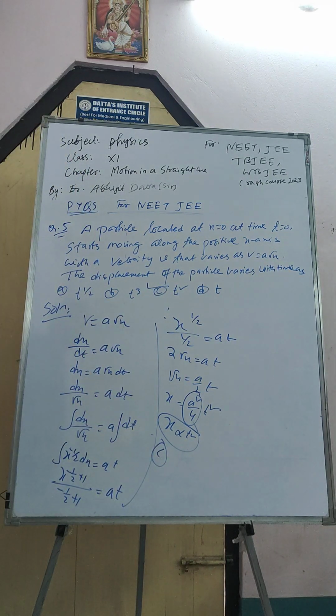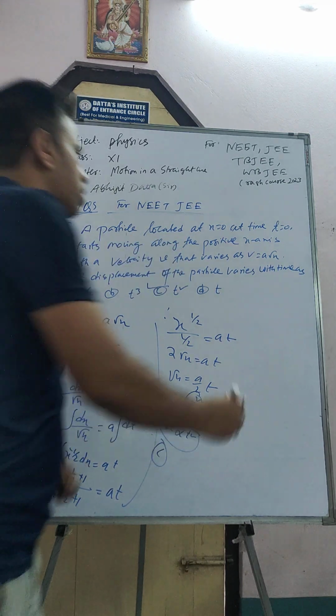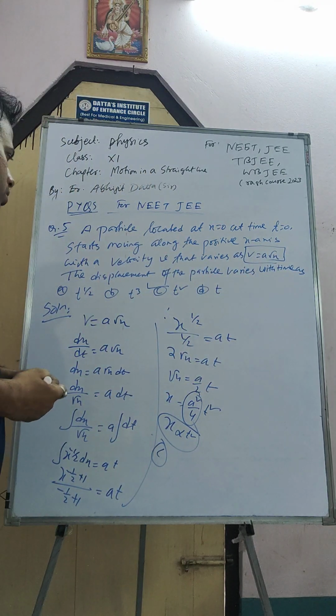A particle located at x equal to 0 at time t equal to 0 starts moving along the positive x-axis with a velocity v that varies as v equal to a root over x. How does the displacement of the particle vary with time?